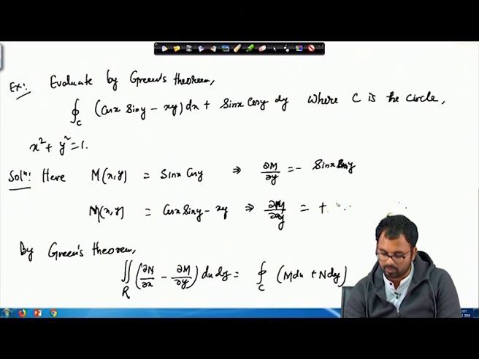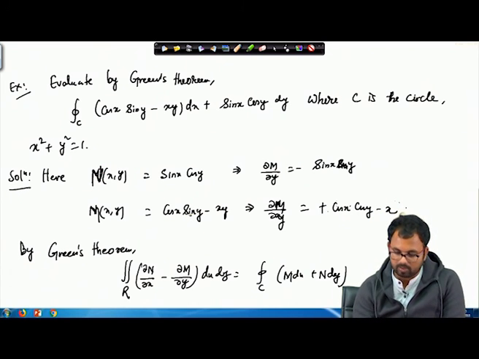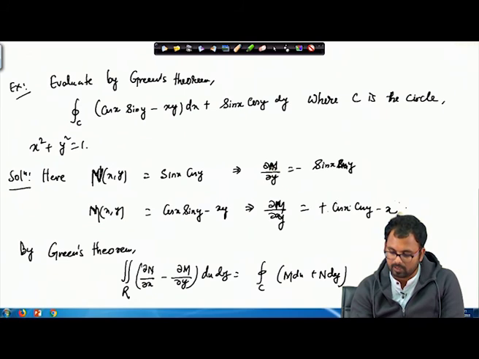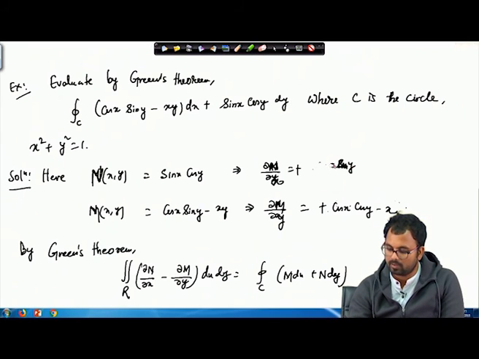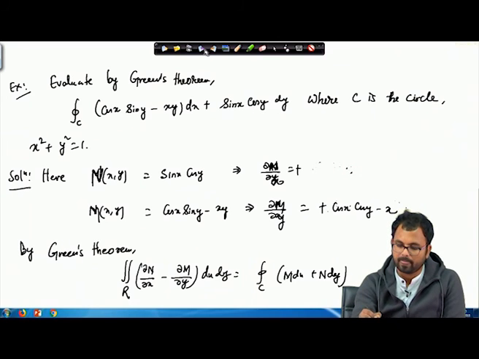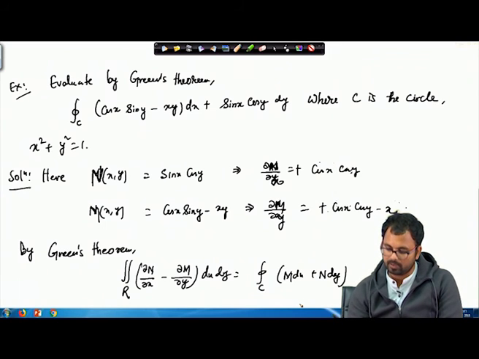So, this will be cos x cos y minus x, and this is my n. So, this will be del n del x, and del n del x is cos x cos y. So, if I substitute, then this will be minus minus and then plus.